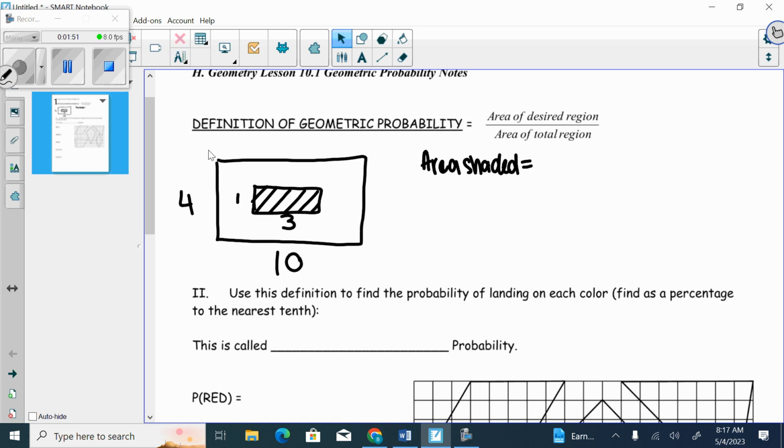So our shaded region is a rectangle, so what am I going to do to find its area? Good. So my base times my height would give me an area of what? 3. Good. Okay, I also need to find the area of the entire target. So I also am going to find the area of the total region. And how would I find its area? Good. So its area would be 40.